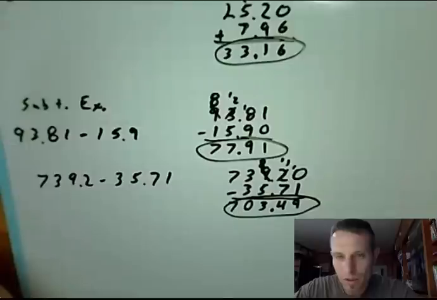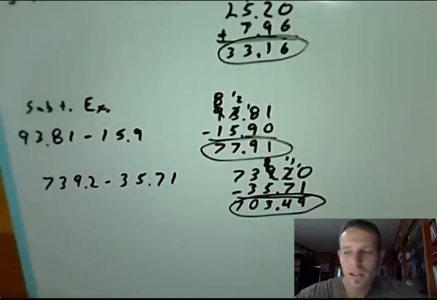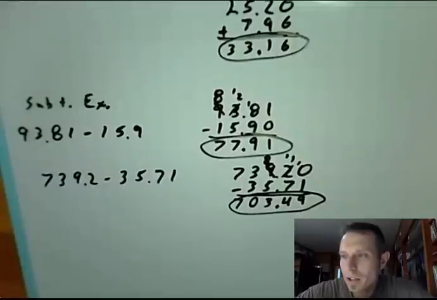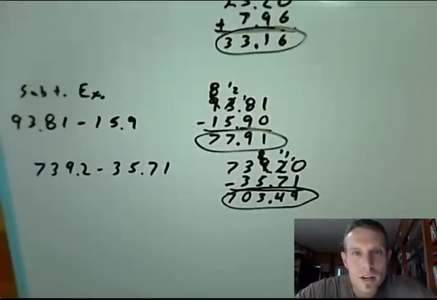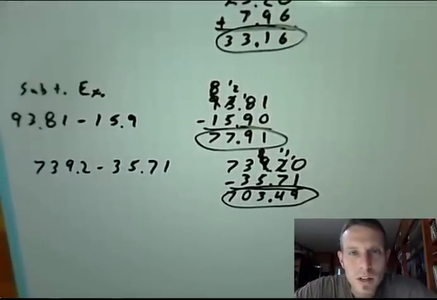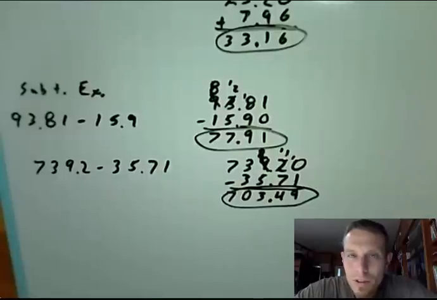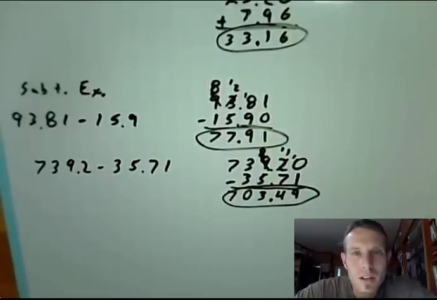703.49. And so if you want a summary for this lesson, I would say to add or subtract decimals, simply line up the decimals, fill in the zeros, bring down the decimal for the answer, and then solve as you normally would for whole numbers. I would just summarize those steps.